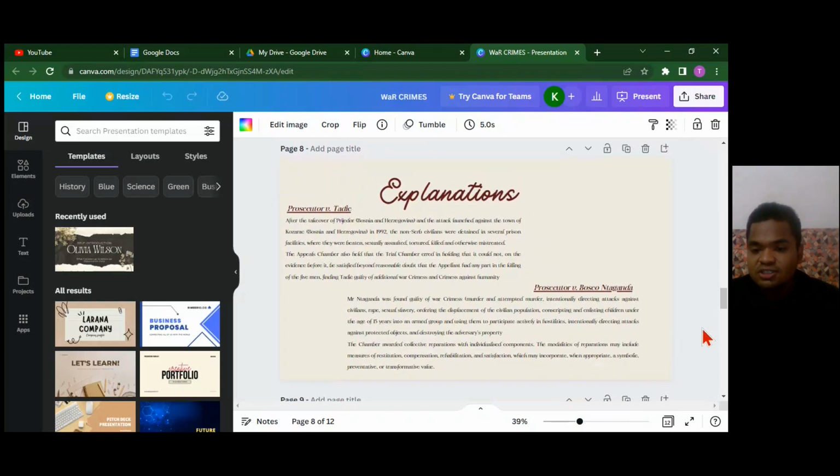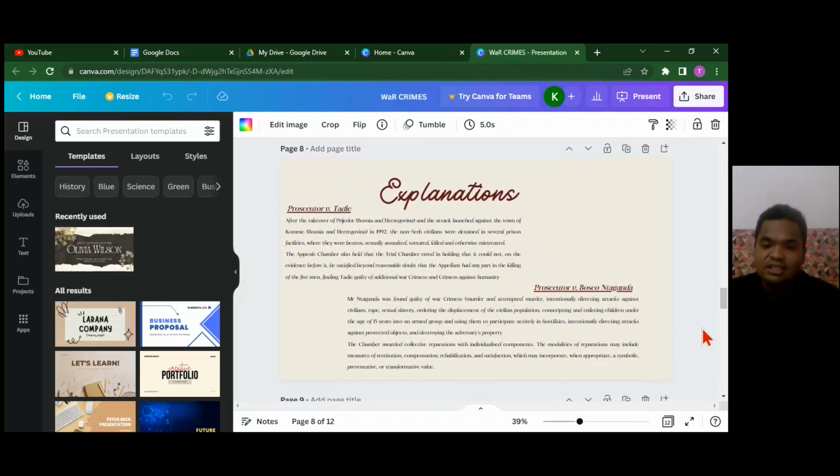In the Prosecutor against Bosco Ntaganda, Mr. Ntaganda was found guilty of war crimes, including murder and attempted murder, intentionally directing attacks against civilians, rape, sexual slavery, ordering the displacement of the civilian population, conscripting and enlisting children under the age of 15 years into an armed group, and using them to participate actively in the hostilities, intentionally directing attacks against protected objects and destroying the adversary's property.